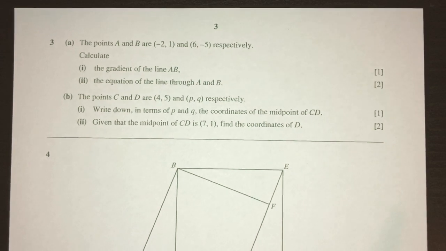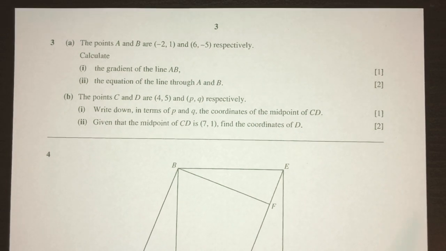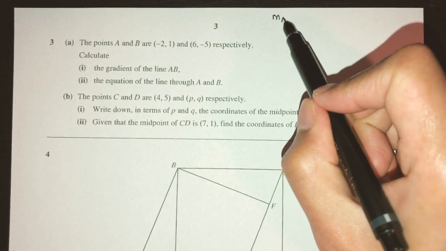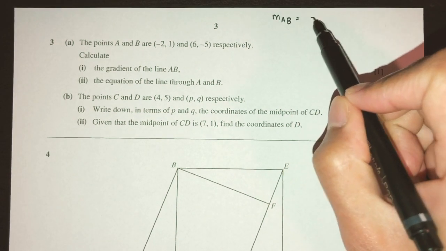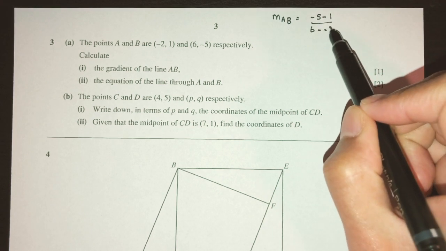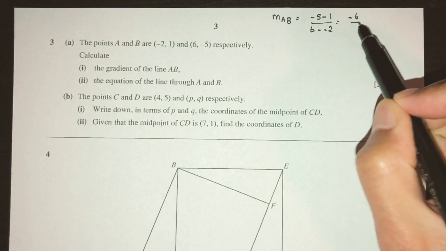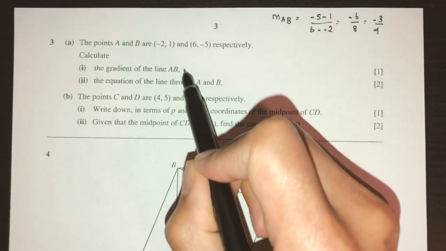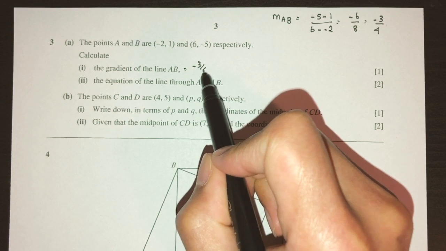Let's move on to question number 3. The points A and B are those 2 points given to you. Part 1, we have to find the gradient of the line AB. So pretty easy. You have to use your formula for that. So gradient of AB is equal to y2 minus y1 over x2 minus x1. That will be minus 6 over 8, which is minus 3 over 4. So this is minus 3 over 4.